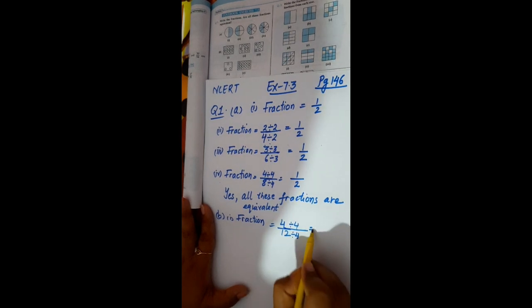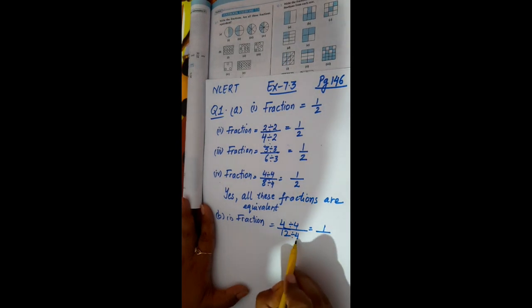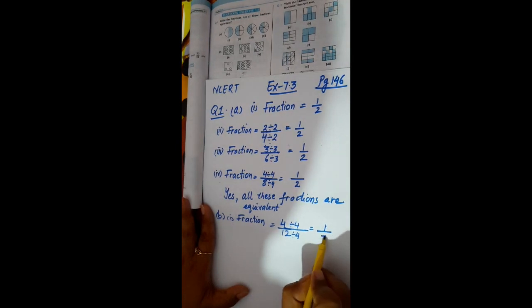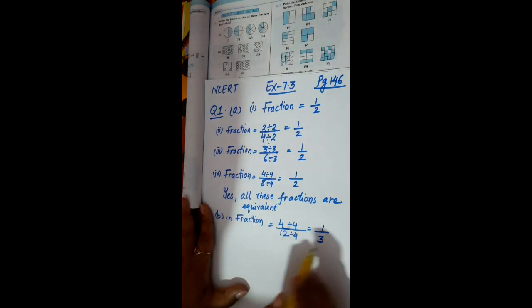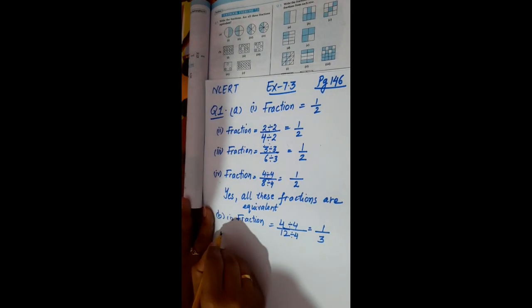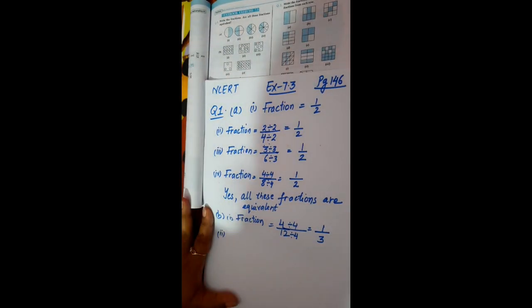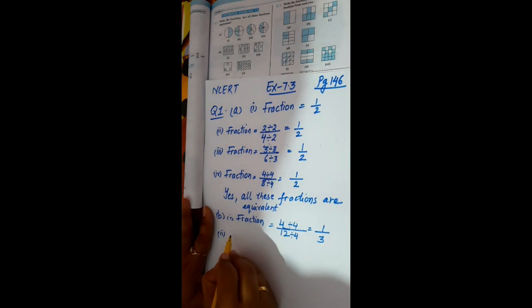Both are divisible by 4. 4 divided by 4, 1. 12 divided by 4, you will get 3. So the fraction of first part is 1 upon 3. Now second figure, you have to find the fraction of second figure.